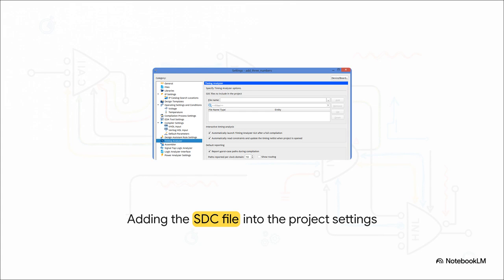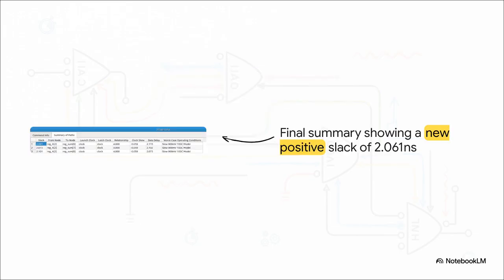Once that's locked in, we hit Start Compilation, and the software goes to work, literally rebuilding the circuit layout from the ground up. And this brings us to a genuinely fascinating final result. After the full recompilation, we check our setup summary again. Our positive slack isn't 2.880 nanoseconds anymore. It's actually a slightly different 2.061 nanoseconds.